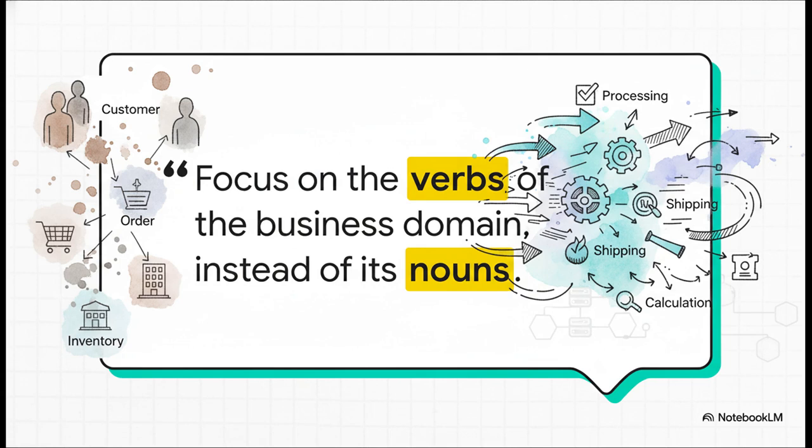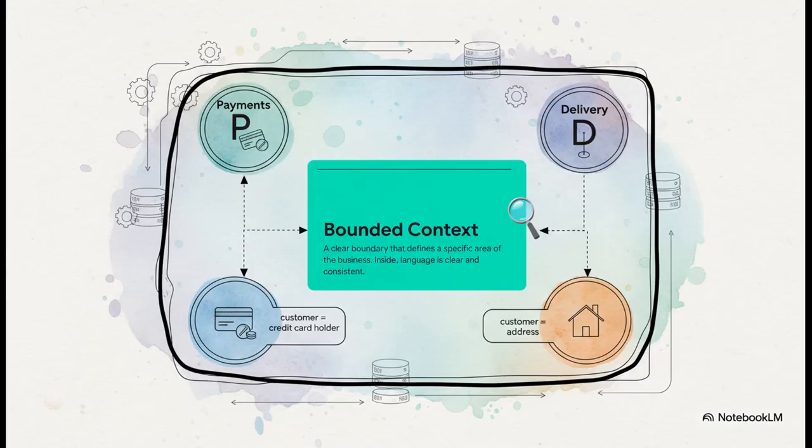He says, stop focusing so much on the things in your business, like a customer or an order. Instead, focus on the actions, the verbs. What does the system actually do? So DDD gives us this tool called a bounded context. The best way to think about this is like the official business plan for a single stall. It defines exactly what that stall is responsible for.